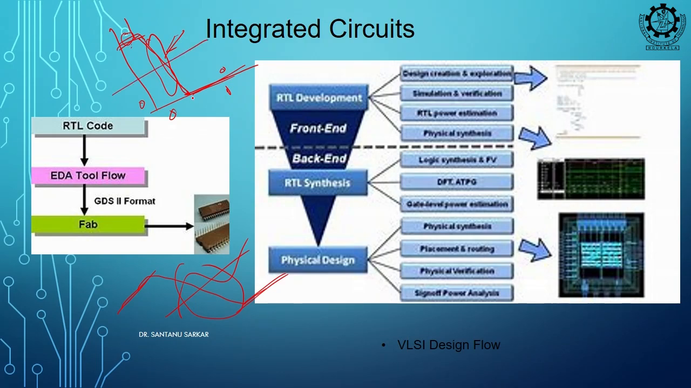Suppose your input is 0 to VDD, say VDD is 2 volt. So, when input is 0 you will say it is 0 volt, 0 logic, when input is 2 volt you will say it is 1 logic. But what will happen when it is VDD by 2?